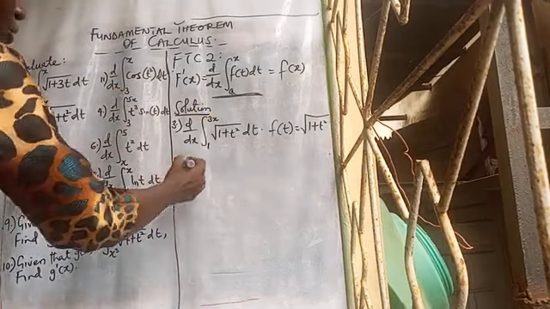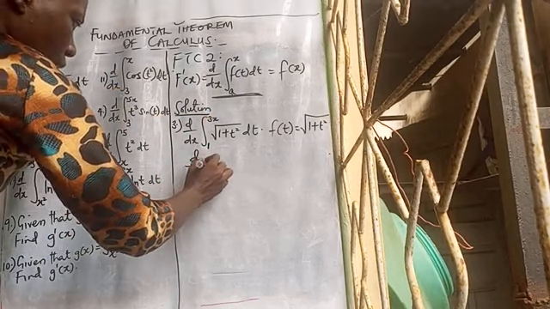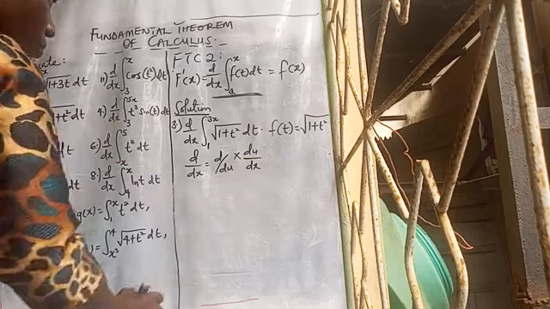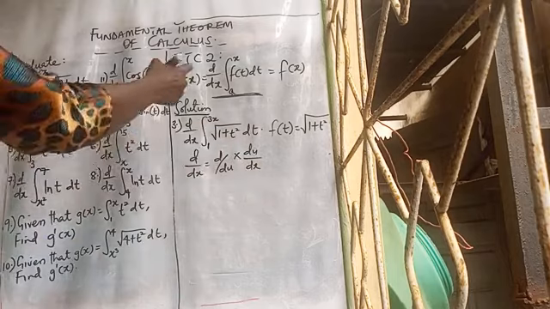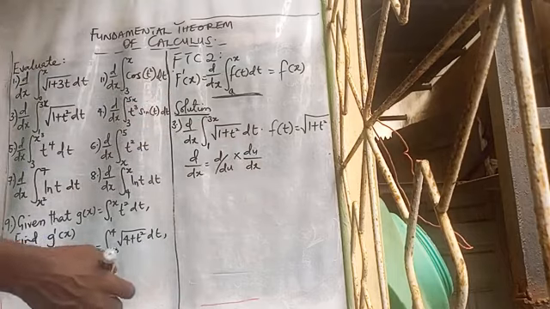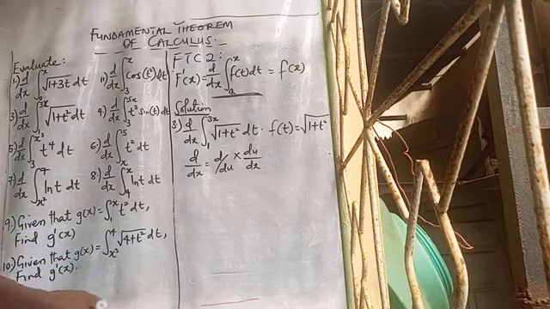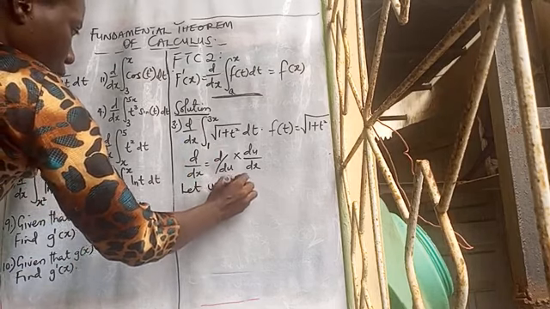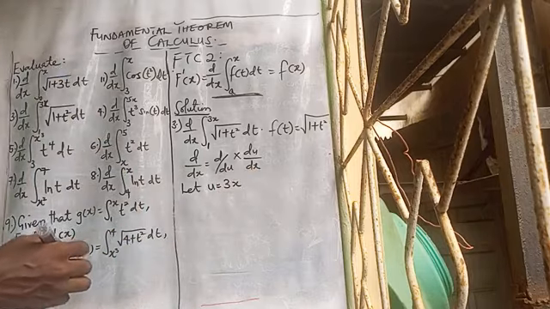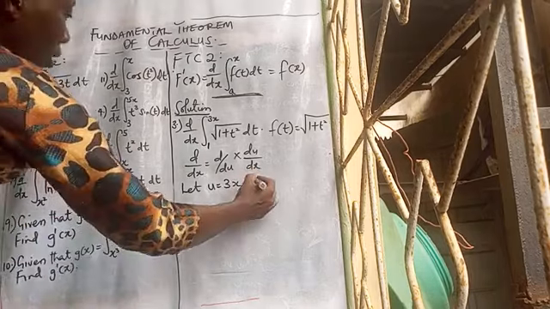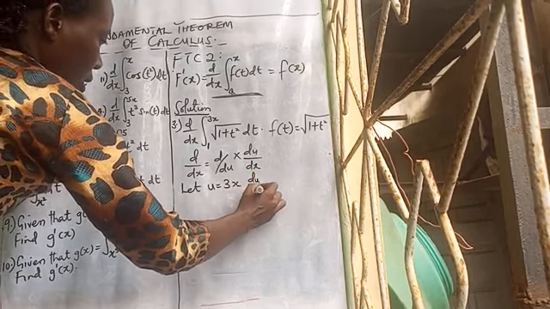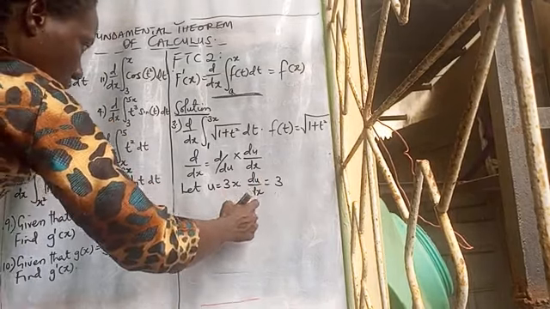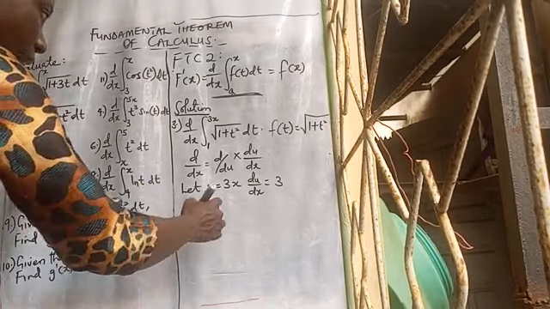You will remember the chain rule. dy/dx is equal to dy/du times du/dx. So do something like that there. Let's see how we go about it. Let u equal 3x. If u is 3x, then our du/dx is equal to 3. If du/dx is equal to 3, that means that what?